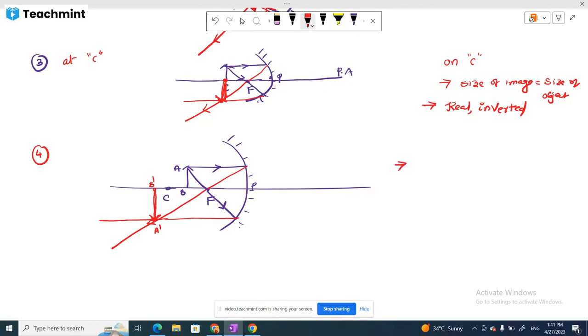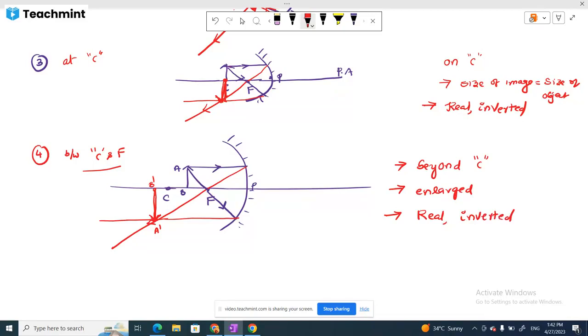So where is the image location? Here I place the object in between the center of curvature and the focus, C and F, and the image is formed beyond C, beyond the center of curvature. And what about the size? Size is increased, that means the size is enlarged. What about the nature? Real and inverted image.